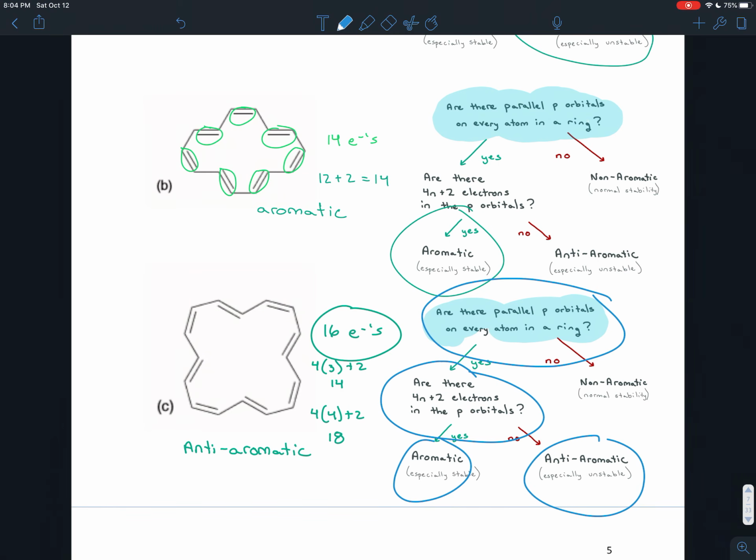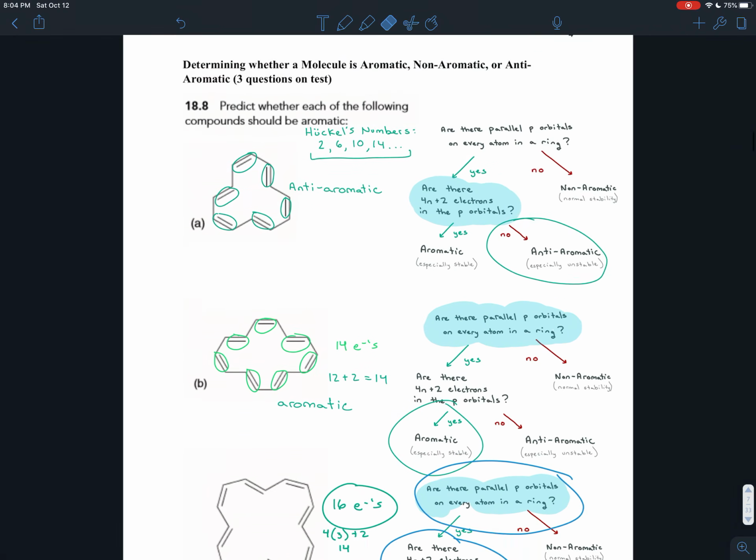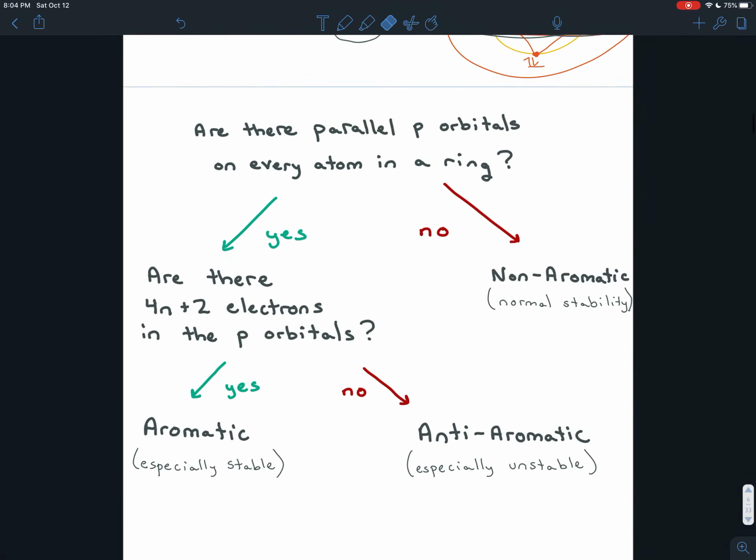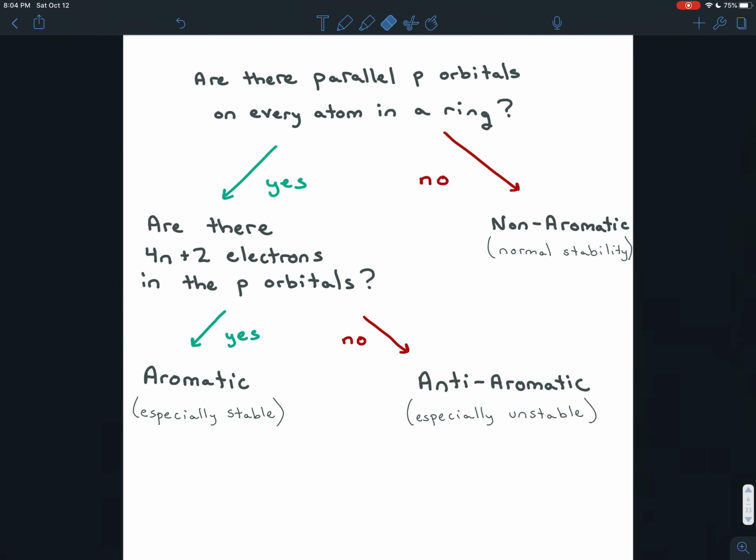But just to note that as you go through life, if you're looking at different molecules, these large anti-aromatic molecules, you might see them existing sometimes, but that's just because the bonds rotate so that the p orbitals aren't parallel, and you don't get the molecular orbitals that lead to anti-aromaticity. Otherwise, this question is really just a matter of going through that flow chart that we developed in the previous video.